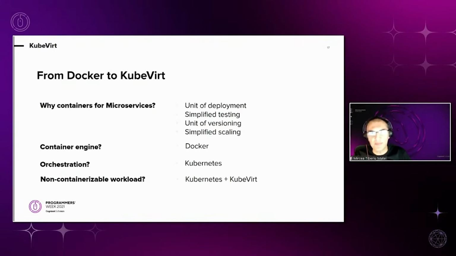Let's have a short recap. Why do we need containers for microservices? Because they provide a unit of deployment, simplified testing, a unit of versioning, and simplified scaling. For the container engine question, I think the de facto answer will be Docker. And for orchestration, most of us are using Kubernetes. And when it comes to non-containerizable workloads, I think today's presentation will show you a way in which you can have the VMs and the containers in the same infrastructure.